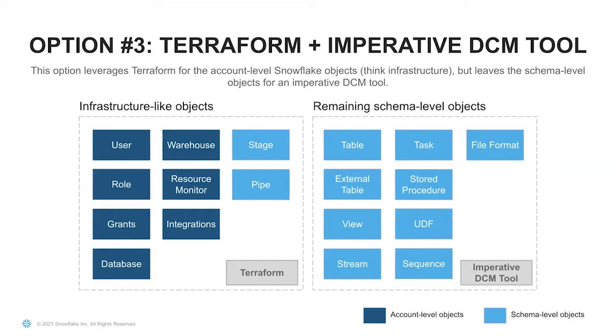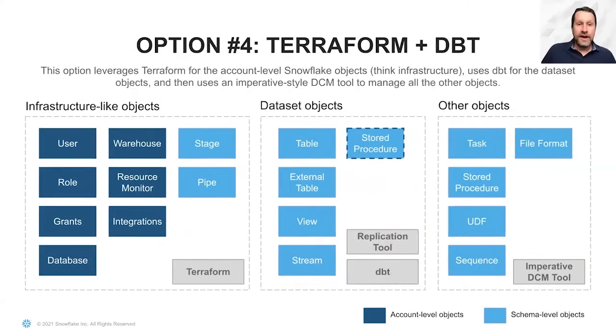And then you might choose to take an imperative style tool like Flyway or Schemachange to manage the objects inside of those schemas that have been populated. So that's probably the most common pattern with Terraform and one of these tools. And the fourth is if you have dbt as well, you would use Terraform in the same role. So Terraform could provision and set up those environments, and then dbt or replication tools to manage the objects that they manage, tables and views and a lot of the stored procedure code, and then an imperative tool for the other objects.